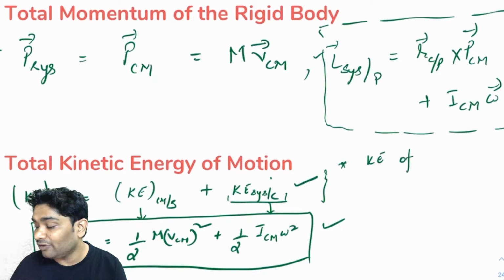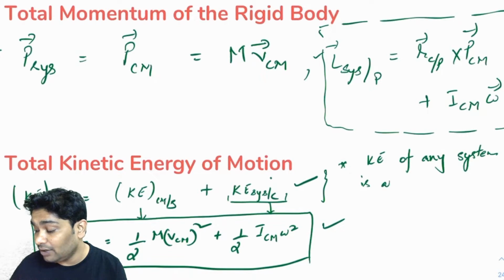K of any system is always minimum in CM frame.